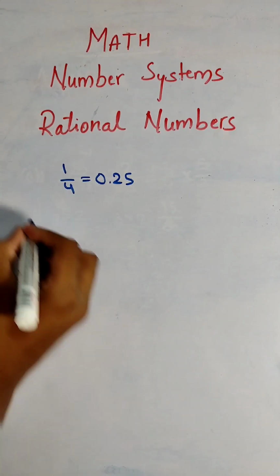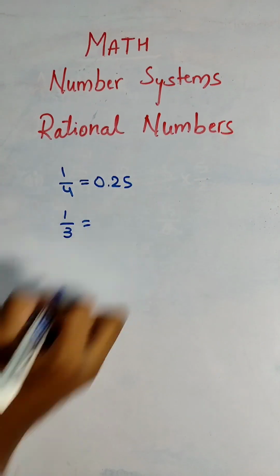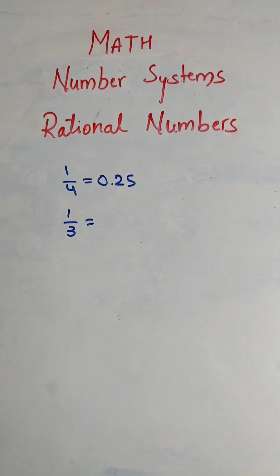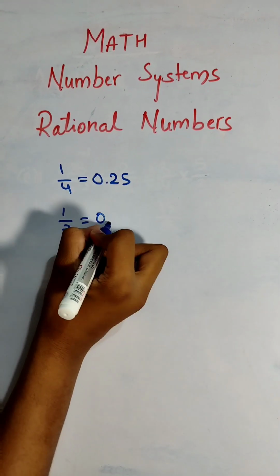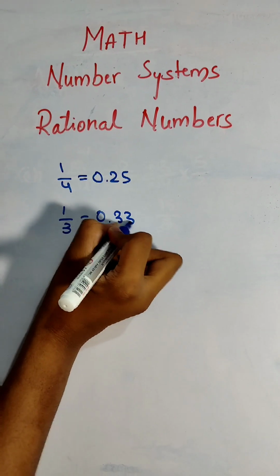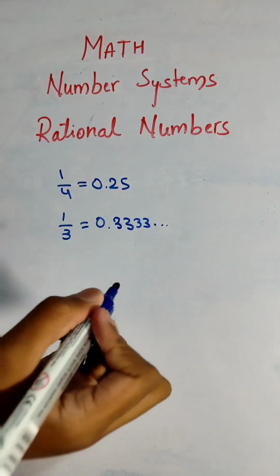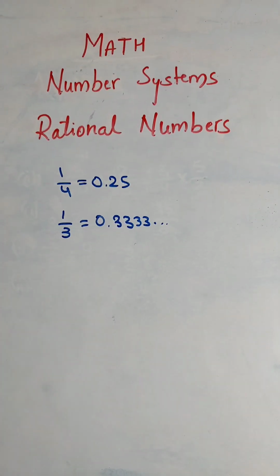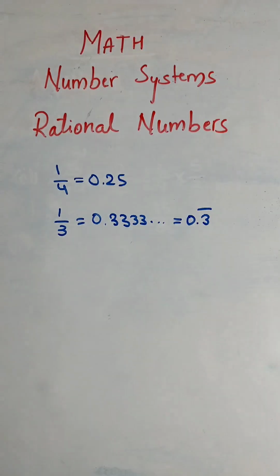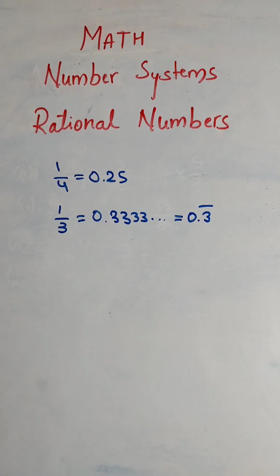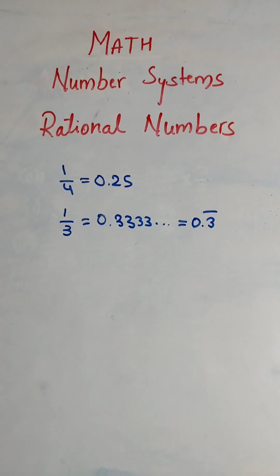A non-terminating recurring decimal example could be minus 1 by 3. Minus 1 by 3 is a non-terminating decimal, as when we divide this we get 0.3333 and so on. We can also write this as 0.3 bar. All the bar says is that it goes on forever, that one set just keeps on repeating.